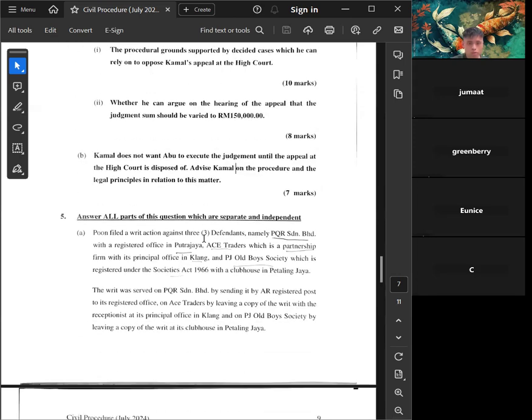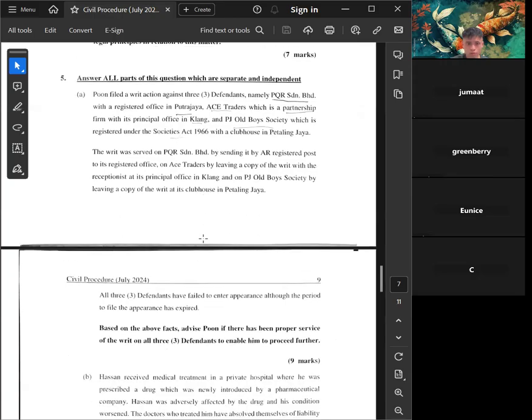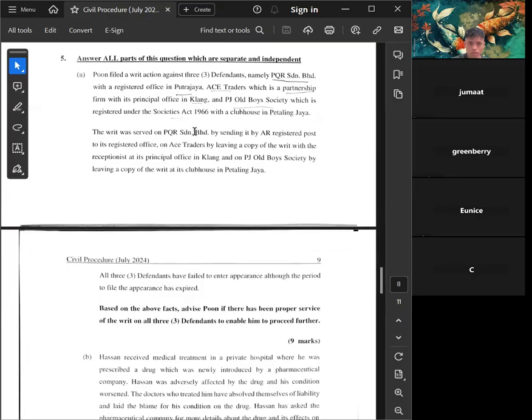So now we come to question number 5. Poon filed a writ action against 3 defendants. The first one has a registered office in Putrajaya. The second one is a partnership, and the principal office is at Klang. The third one is a society registered under the Societies Act 1966 with a clubhouse in PJ.